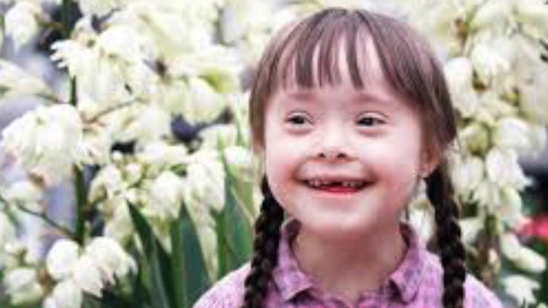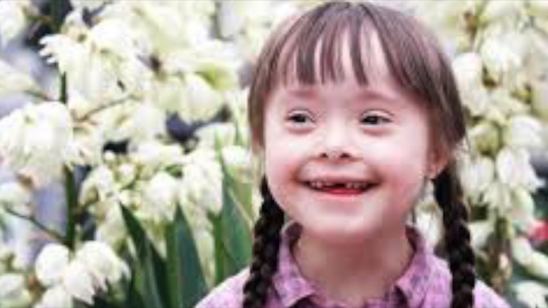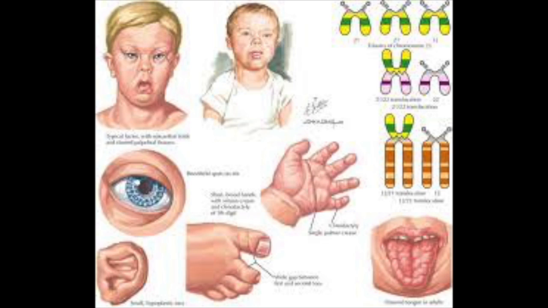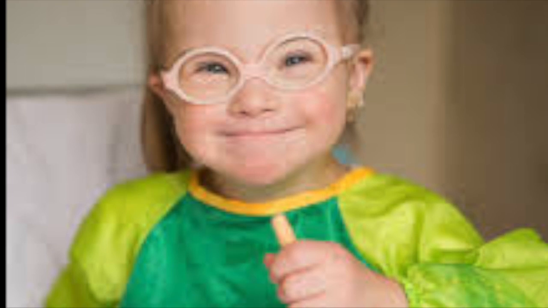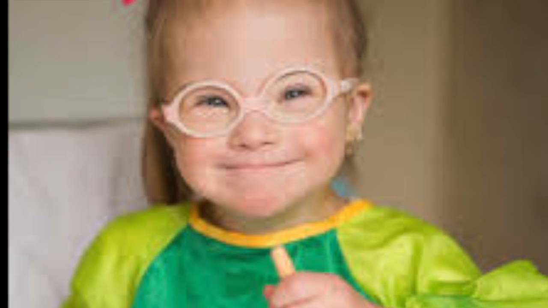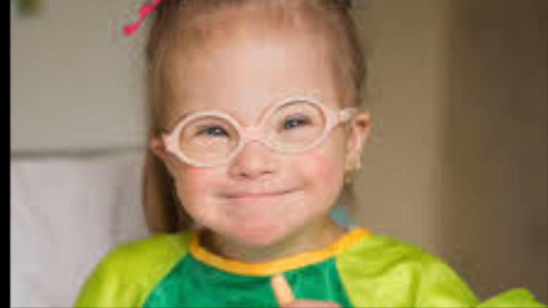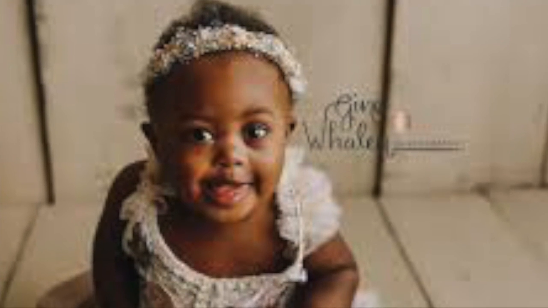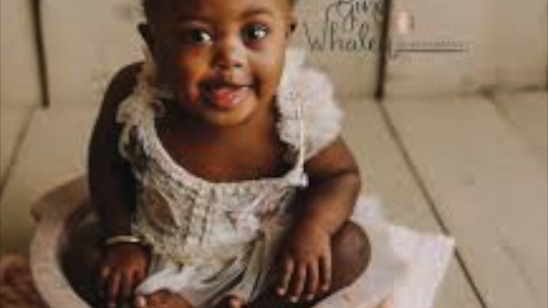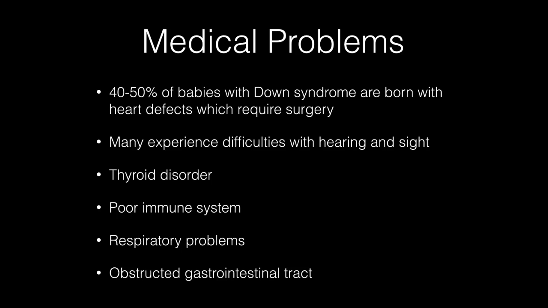Some physical symptoms can include a flattened face, a small head, a short neck, protruding tongue, unusually shaped or small ears, poor muscle tone, broad, short hands with a single crease in the palm, short fingers and small hands and feet, excessive flexibility, tiny white spots on the colored part of the eye called Brushfield spots, and short height. Because of the child's appearance, a diagnosis for Down syndrome is made soon after birth.